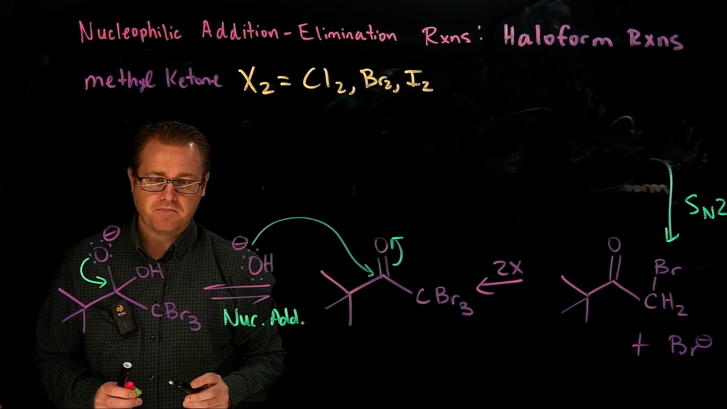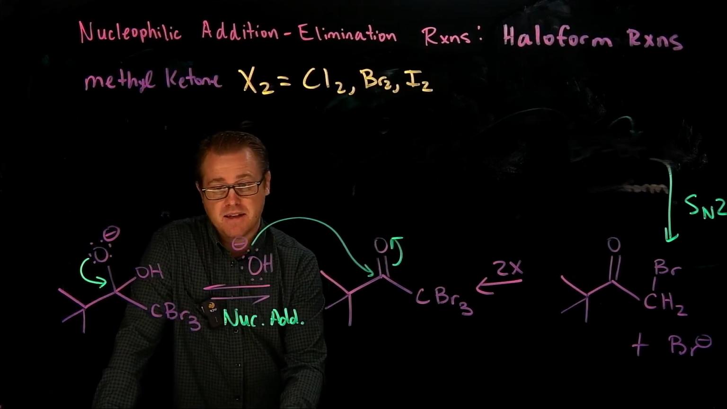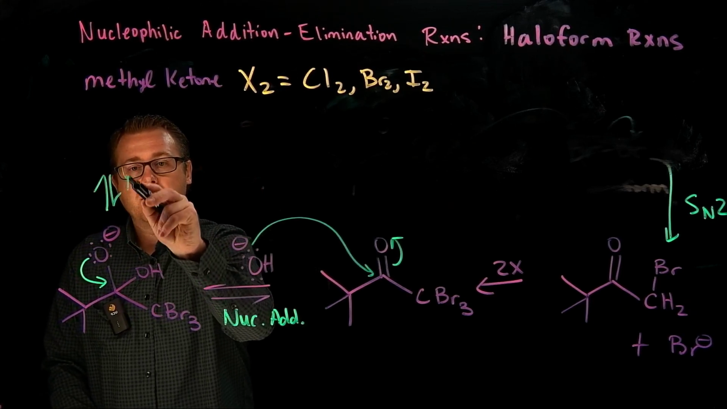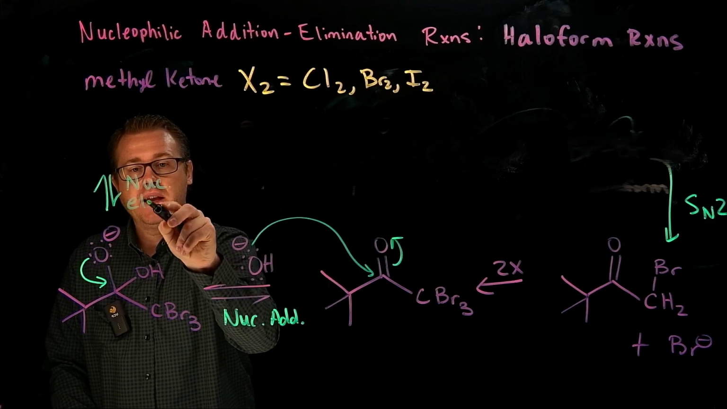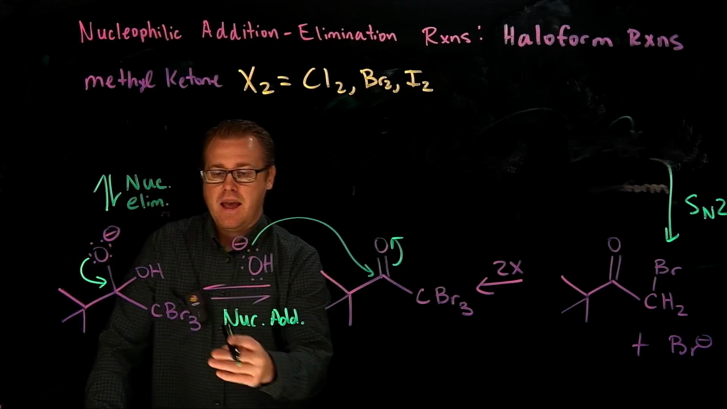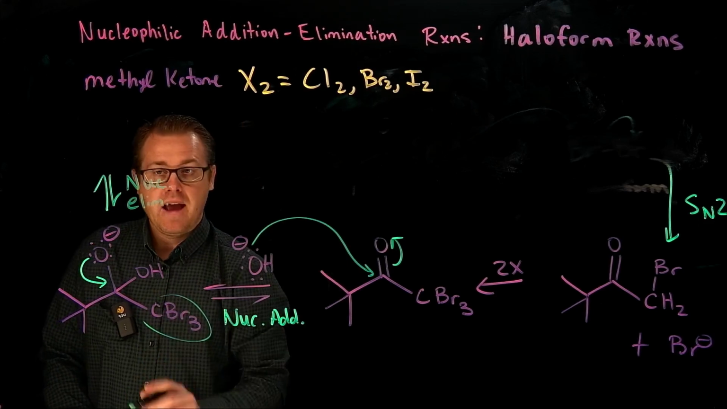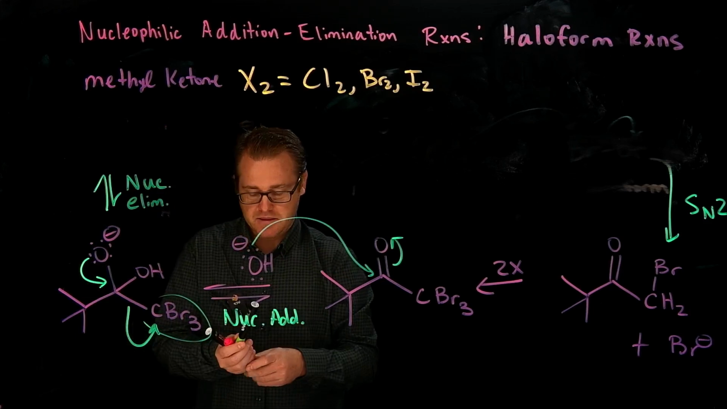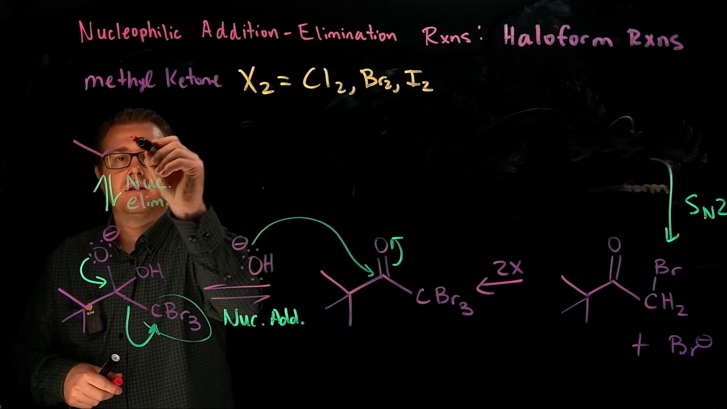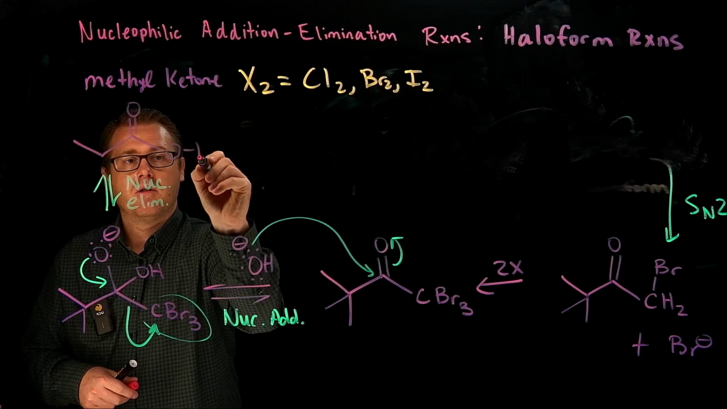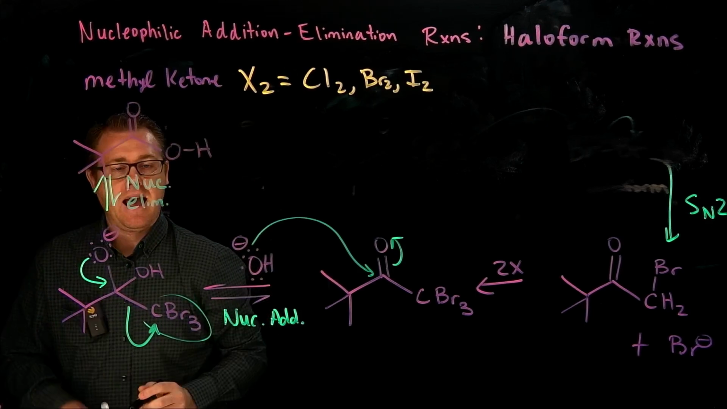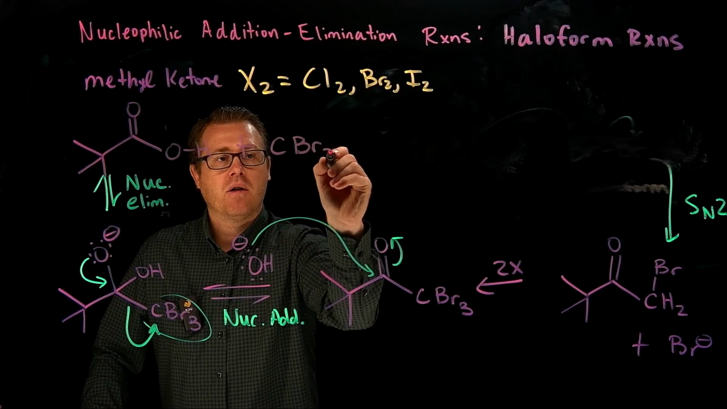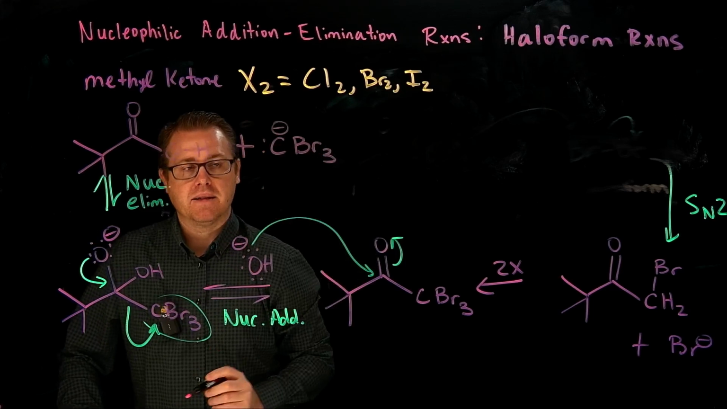If that collapses down, look at what happens here. If we collapse it down, something has to leave, right? And so that process right there, that's called our nucleophilic elimination mechanism. And so this right here has become a good leaving group. So that leaves. And that's going to generate what? A carboxylic acid plus our CBr3 minus, like that.